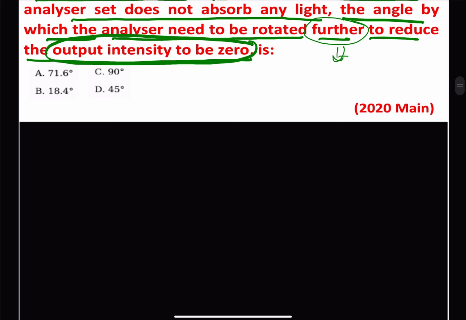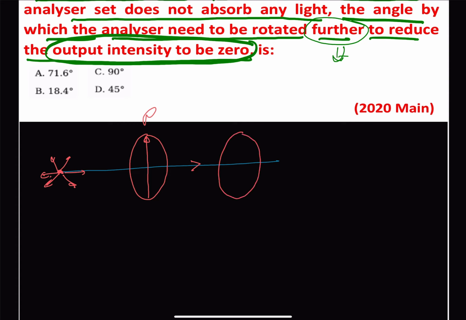So we can just draw an approximate figure, and we have an unpolarized light, and suppose this is our polarizer P, and we have an analyzer denoted as A, and this analyzer, suppose, is at an angle of theta, so that our output is 10% of the initial intensity. Okay, that is our initial intensity.